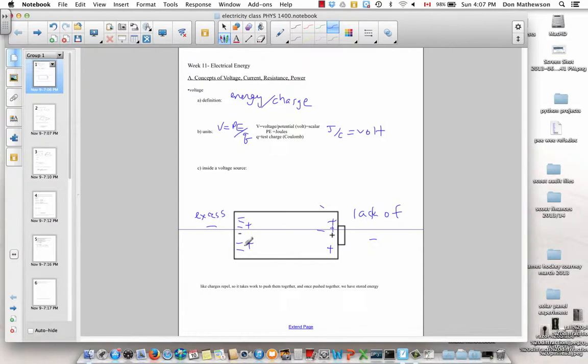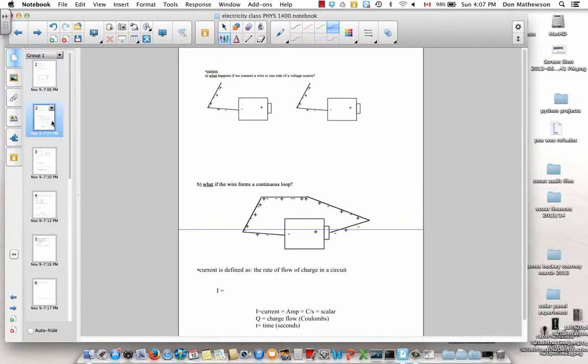Now, obviously, like charges repel, so it's going to take work to move a negative electron from this end down to this end where they already are in excess. So that's where the stored energy is. The stored electrostatic energy is related to the work done in separating the charge.